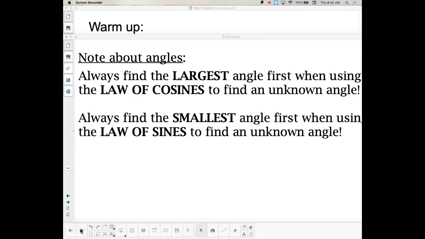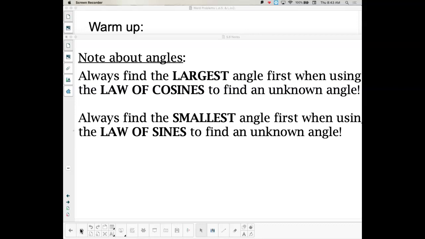You might have missed yesterday in the packet, because they're not necessarily the clearest. One of them is in the box on the bottom of the second page, and one of them is in the box on the bottom of the first page. When you're using the law of cosines and you're finding an angle, you want to find the biggest angle first. When you're using the law of sines and you're finding an angle, you want to find the smallest angle first.